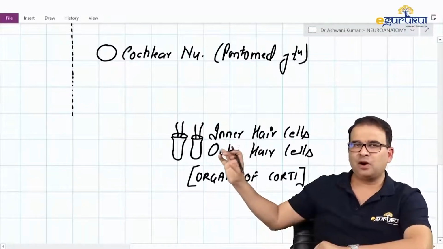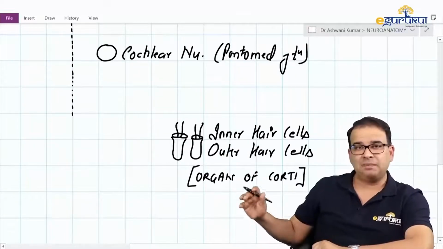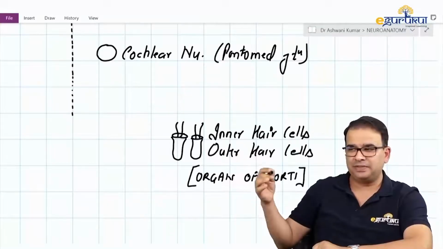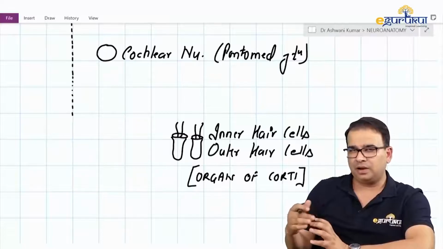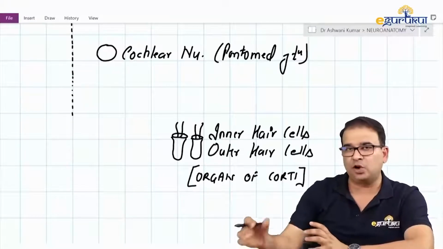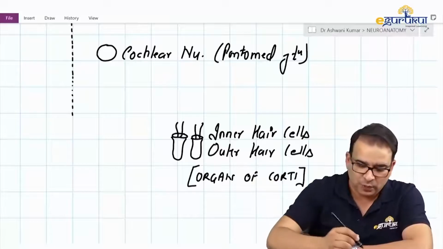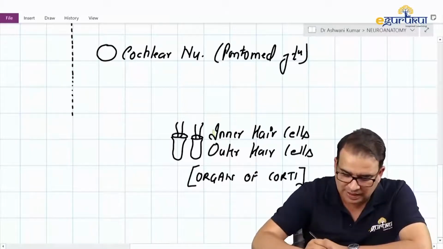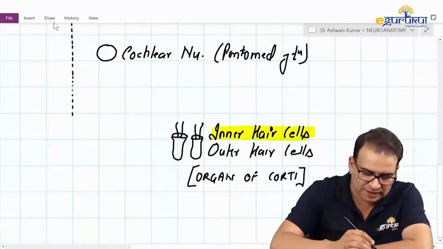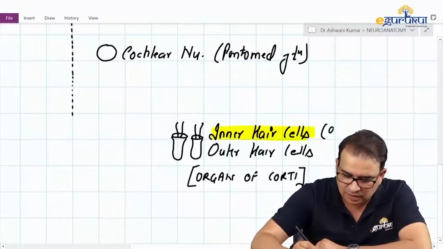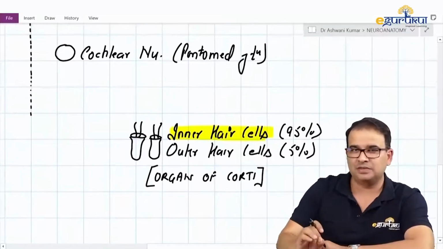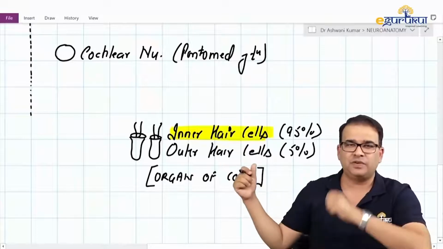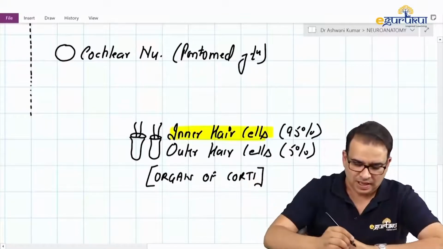So this is the point from where the auditory pathway will begin. But will it start mainly from the inner hair cell or outer hair cell? The first order afferent neuron of the auditory pathway will start from which hair cell? Well, they predominantly will start from the inner hair cell. From the inner hair cells, 95% of fibers will come, and only 5% of fibers will come from the outer hair cell. 95% of fibers will start from inner hair cell, and only 5% will start from the outer hair cell.